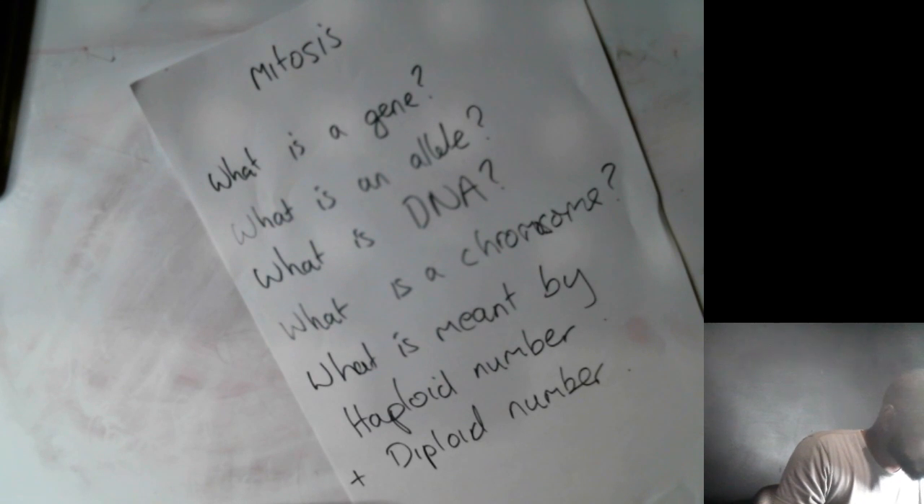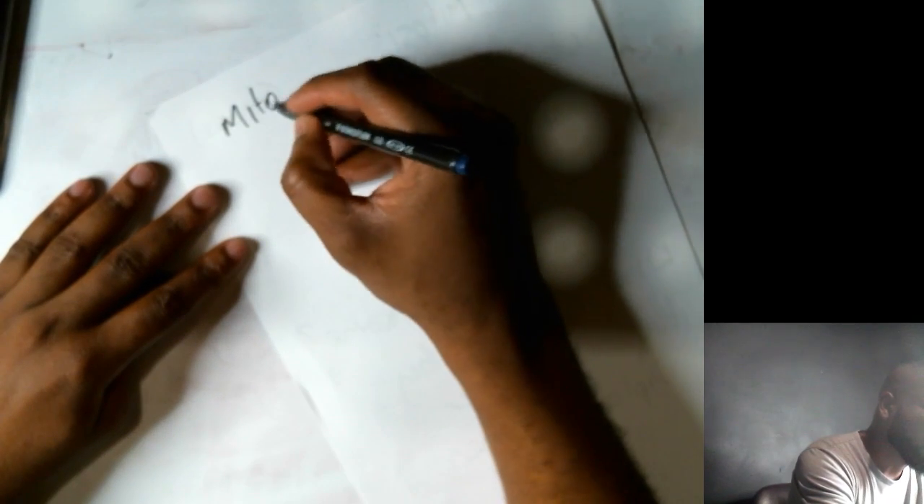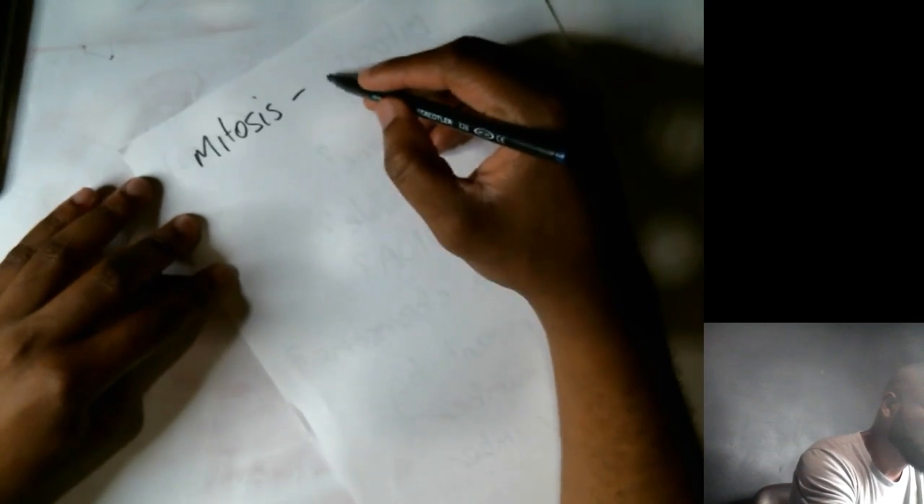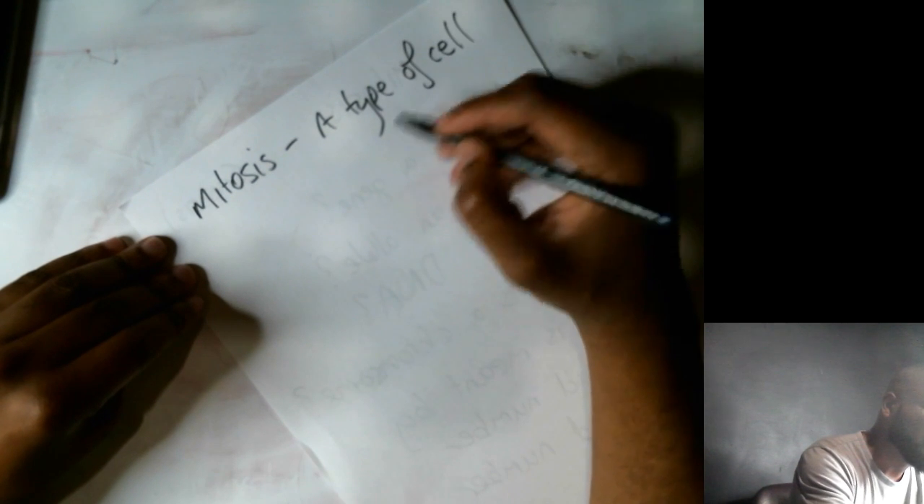Alright, so we can jump into mitosis. Can we jump into mitosis? This is nice revision, especially for people who know what they're doing. So mitosis is a form of cell division. A type of cell division.